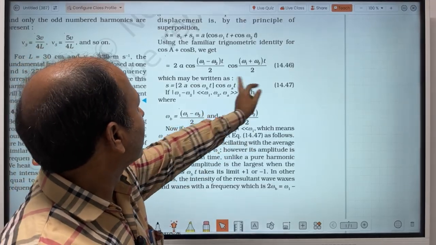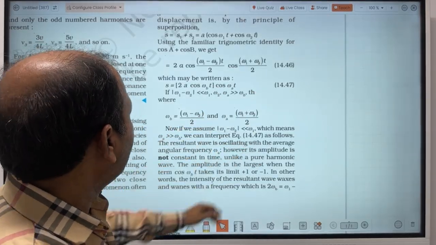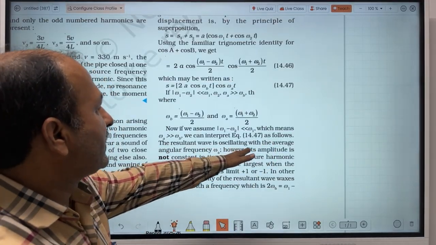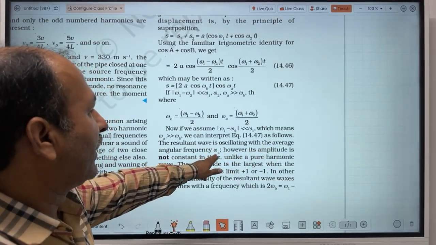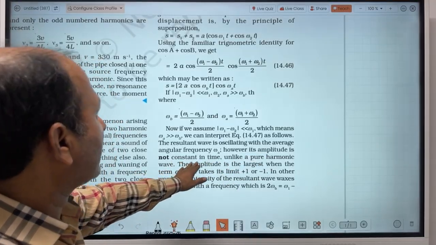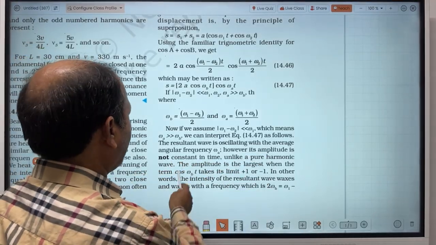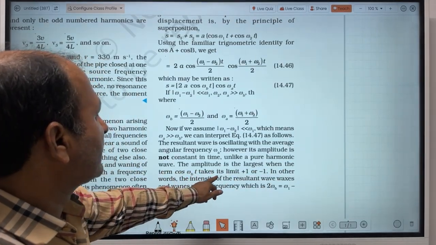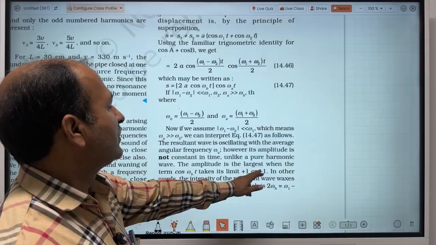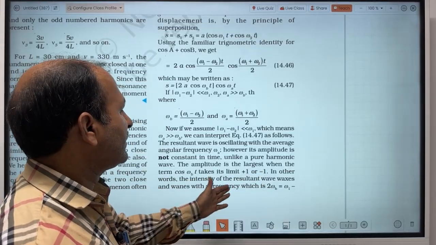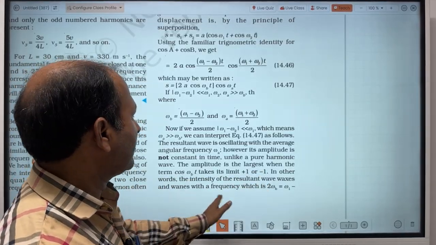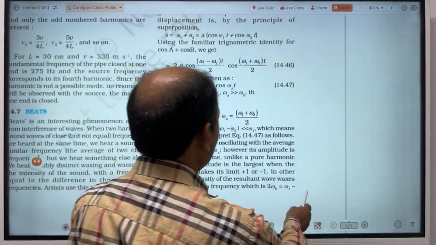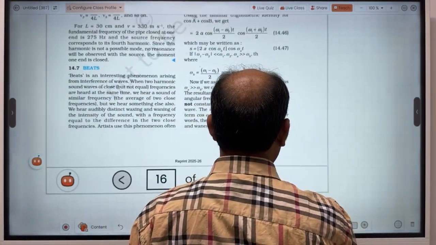We can interpret this equation as follows. The resultant wave is oscillating with the average angular frequency omega a. However, its amplitude is not constant in time. Unlike a pure harmonic wave, the amplitude is the largest when the term cos omega b t takes its limit from +1 to -1. In other words, the intensity of the resultant wave waxes and wanes with the frequency of 2 omega b, that is omega 1 minus omega 2.